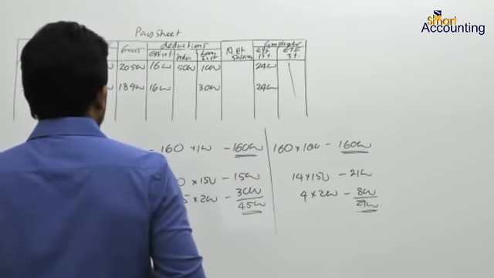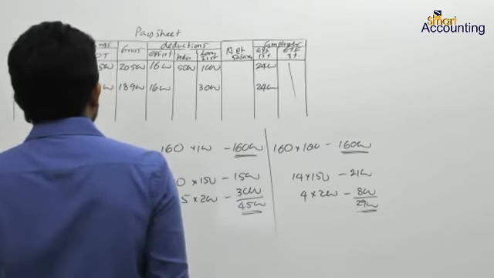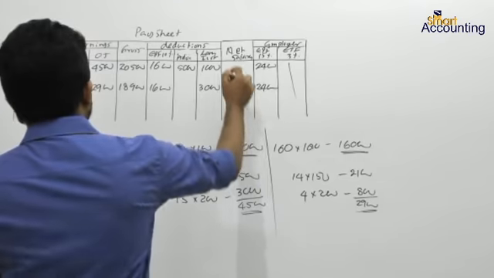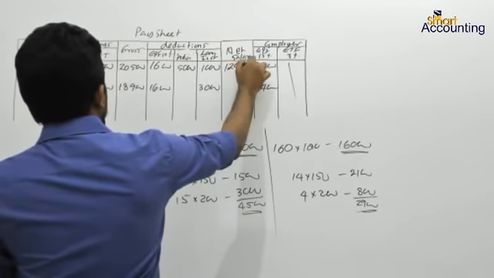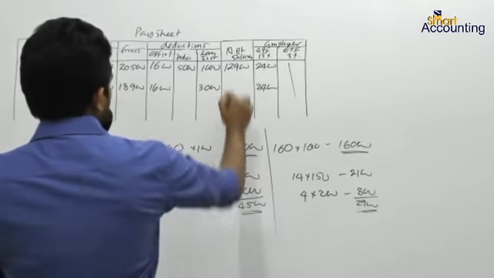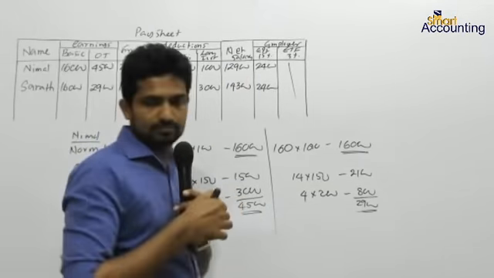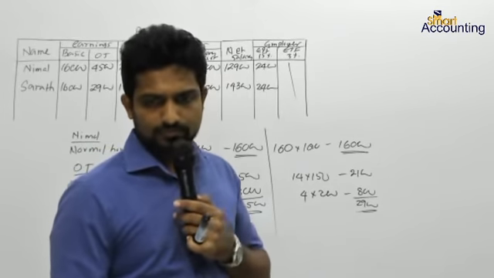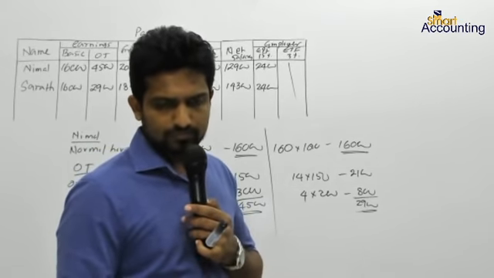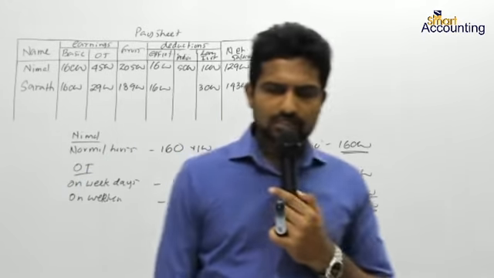20,500 minus 7,600. Is it 12,900? Is it 14,300? Are these correct? Right. These values are correct.